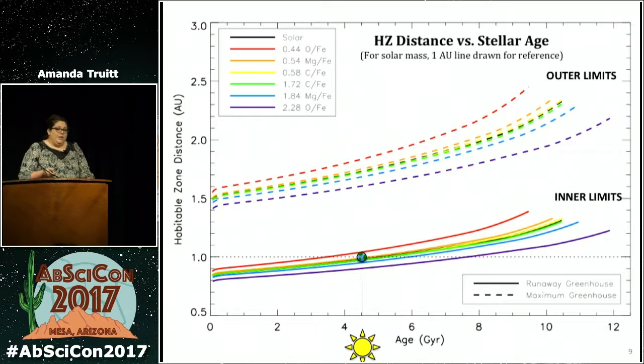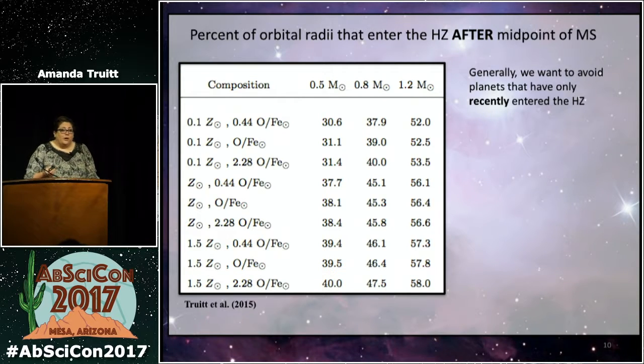If we plot the Earth here, you can see that Earth is on the inner edge of the habitable zone currently. However, if we're thinking about some sort of hypothetical exoplanet at the same current time, then you can see that it's only recently entered the habitable zone. So up until this point, it's been what we would maybe consider outside, and we don't know now what implications that would have for this planet. So generally, though, we want to avoid planets that have only recently entered the habitable zone.